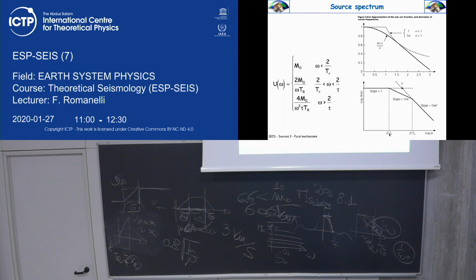By the way, the message to take home is something like that. So it's not a flat line. The source spectrum is behaving like a filter. So larger earthquakes will have larger M0, but in proportion, they will have less high frequencies. In proportion. Okay?